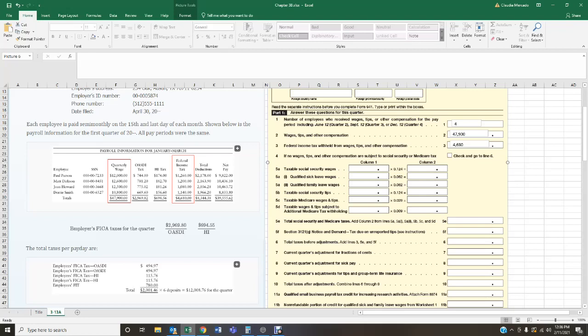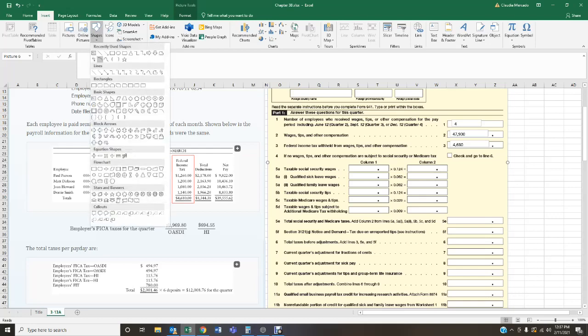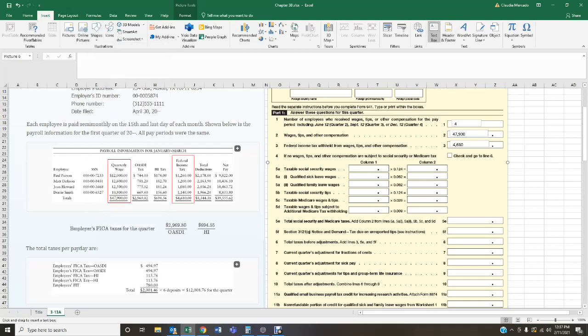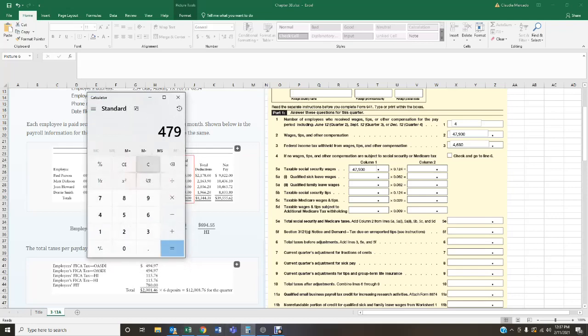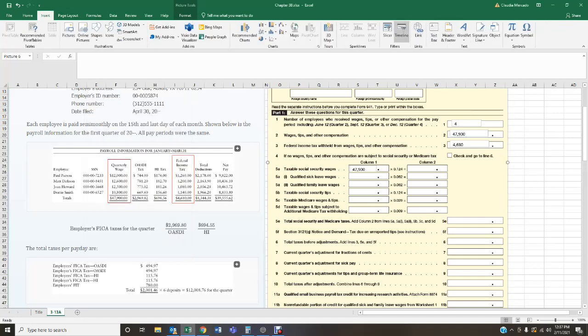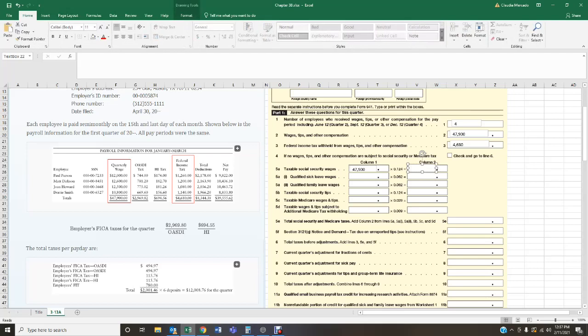Okay, now we're going to go to the next set of rows here, and then it says taxable Social Security wages. Well, all of our wages are taxable for Social Security tax purposes. So we're going to enter right here our total wages, which is $47,900. We're going to multiply the $47,900 times the rate provided in the form. $47,900 times 0.124. That gives me $5,939.60. That's going to be $5,939.60.